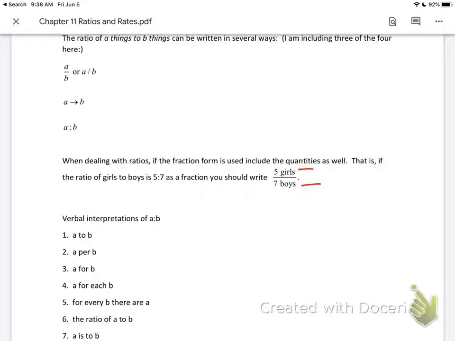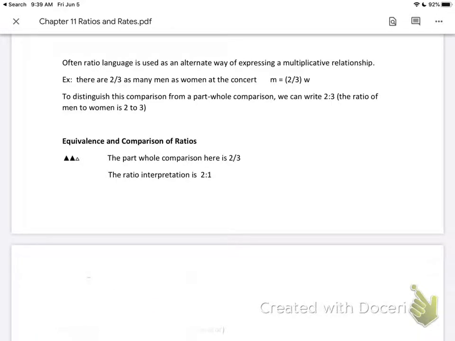Okay, let's go through some of the verbal interpretations of A:B. So you can read that as A to B, A per B, A for B, A for each B. For every B there are A. The ratio of A to B, and A is to B. So there's many ways that you can speak this ratio. Often ratio language is used as an alternate way of expressing a multiplicative relationship. So if you say there are 2/3 as many men as women at the concert, you can express that this way. It's not additive, it's multiplicative. Okay, and then to distinguish this comparison from a part-whole comparison, we can write 2:3. The ratio of men to women is 2 to 3.